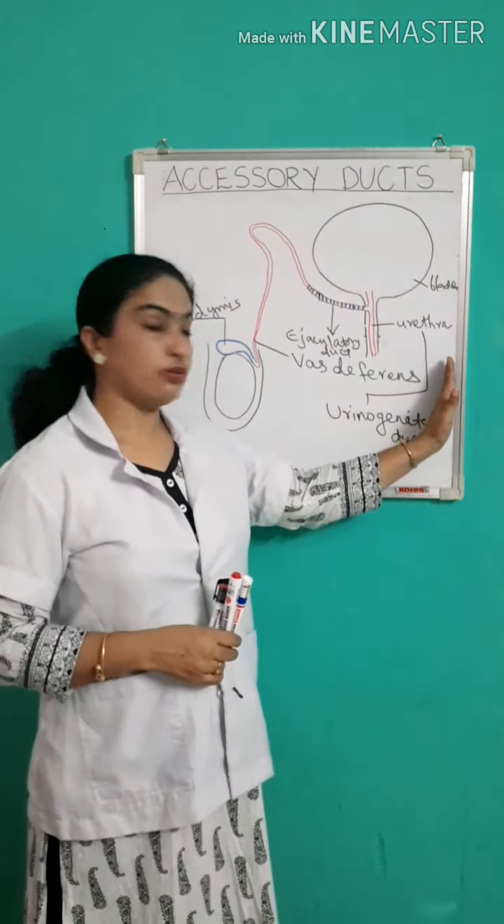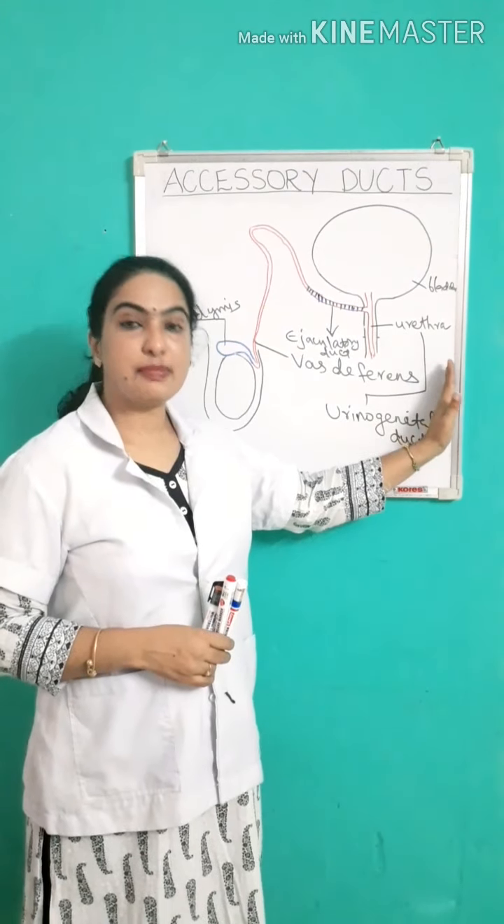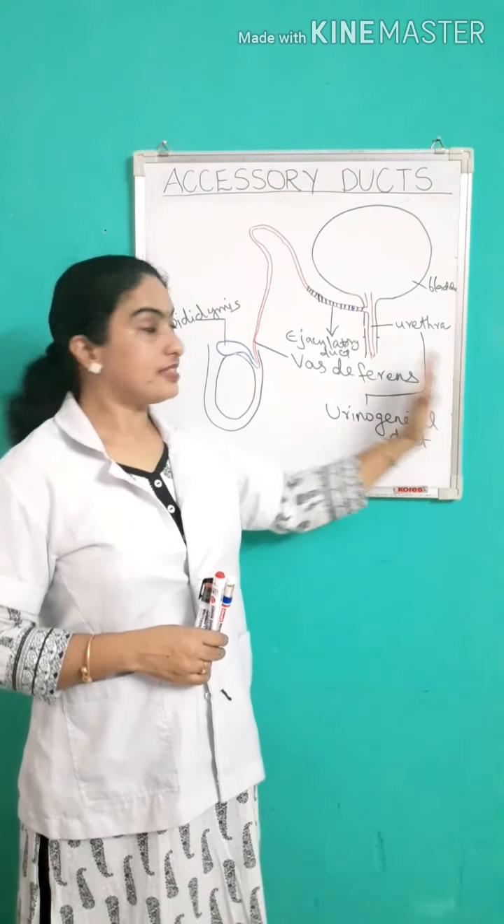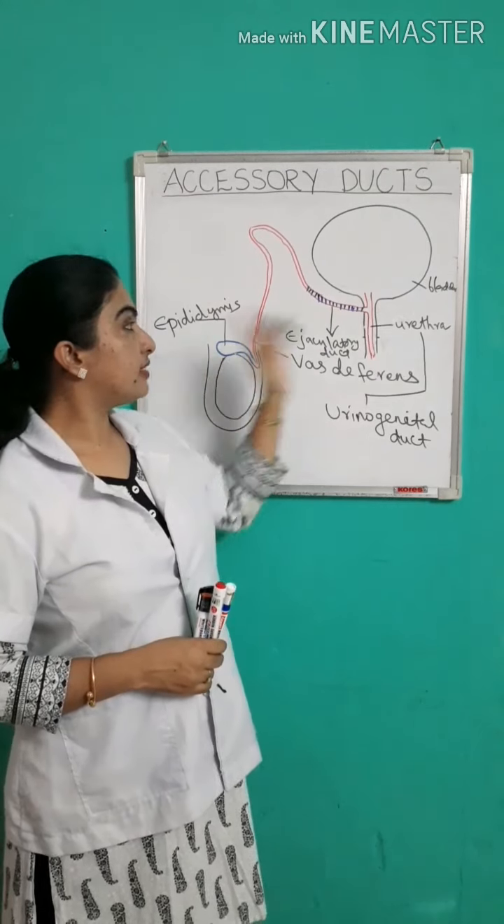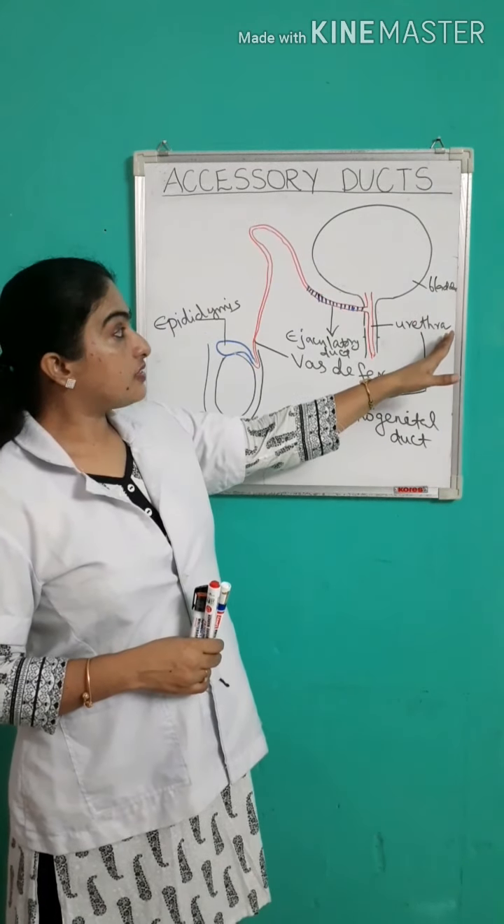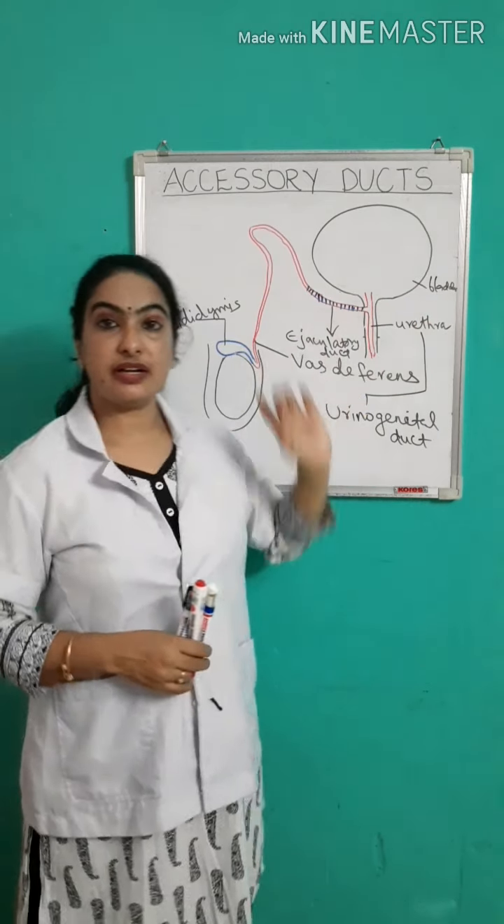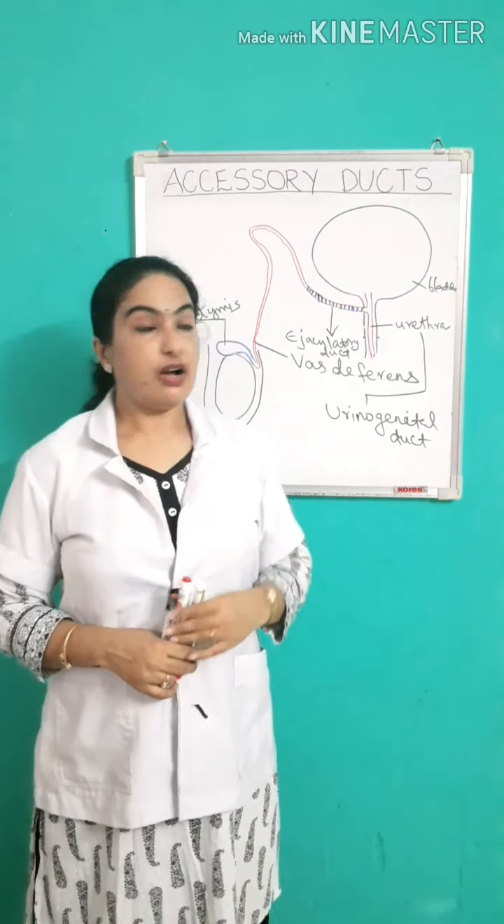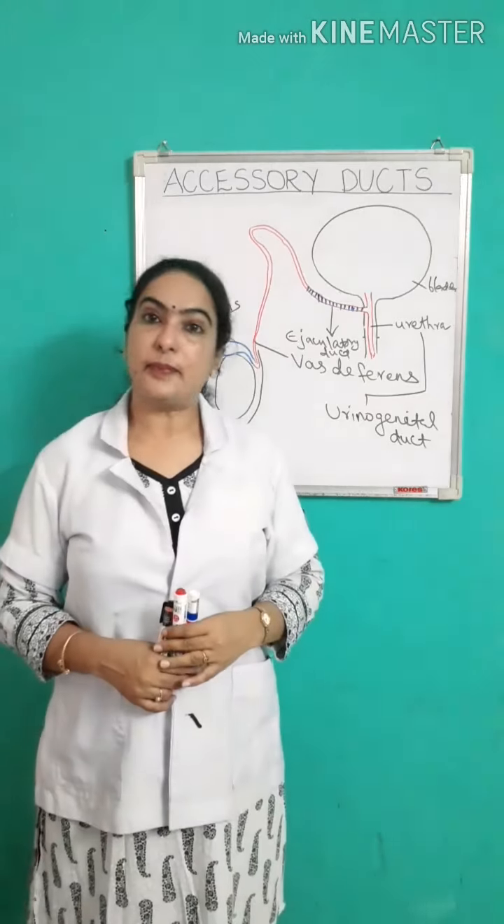On this side also we can see the same accessory ducts, such as the epididymis, vas deferens and ejaculatory duct, but the urethra is a single duct. All other ducts are paired ducts.